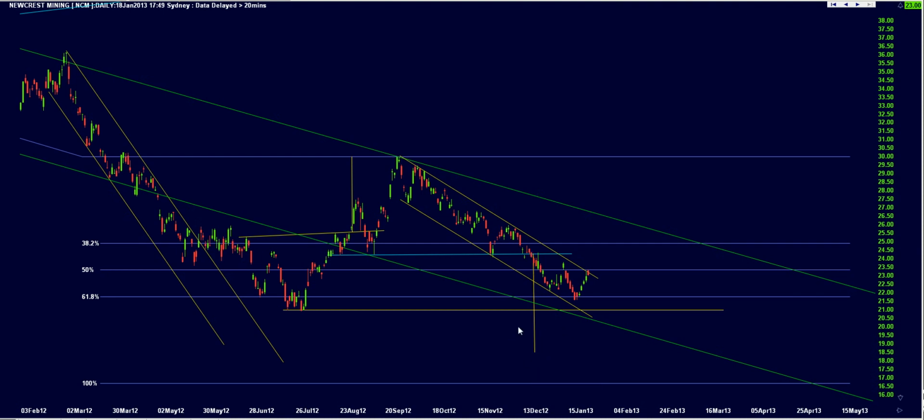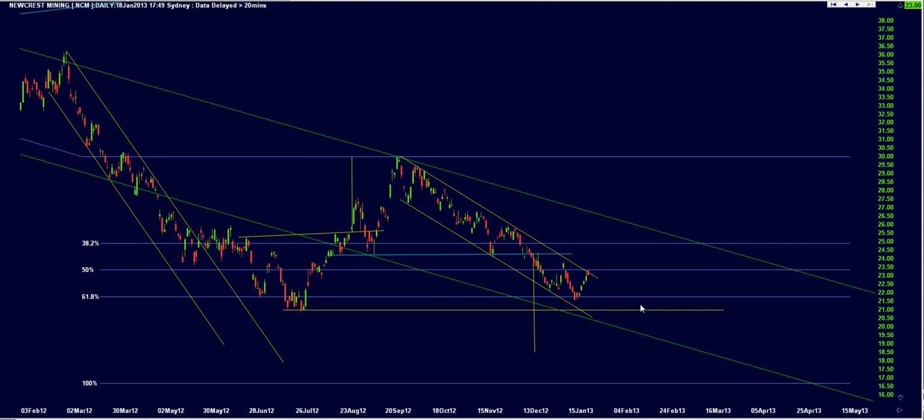So if Newcrest is going to come down to this level and take out this old low here, well, we would see then probably a move even lower down to the bottom of this 100% retracement level, down to around that $17 area. So I think with Newcrest Mining, just judging the charts, not the fundamental information, I'll leave the fundamentals up to you, but the chart is still saying that Newcrest Mining is going to go down.